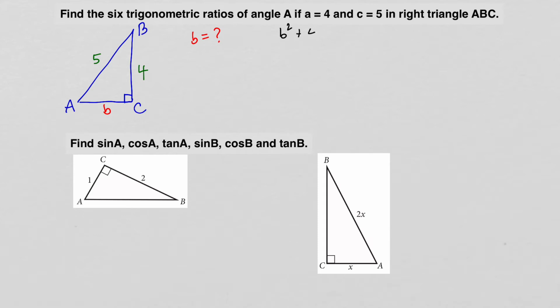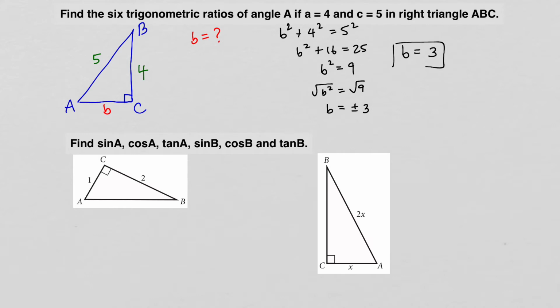So we know b squared plus 4 squared is equal to 5 squared. That's the same as b squared plus 16 equals 25. Subtracting 16 from both sides, we get b squared is equal to 9. And when you take the square root of both sides, we end up getting b equals plus or minus 3. But again, since b represents the length of a side of a triangle, b must be 3. So let me go ahead and label that in our picture here. B is 3. And now we have all the sides of the triangle, so we should be able to find the 6 trigonometric ratios of angle A.